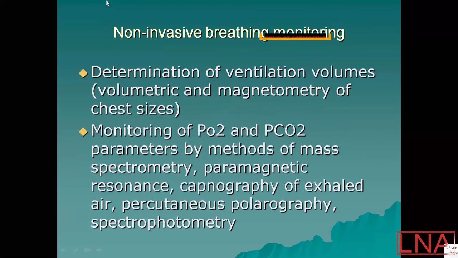Determination of ventilation volumes, spirometry, and measurement of chest size. Monitoring of oxygen and other parameters by methods of mass spectrometry, paramagnetic resonance, capnography of exhaled air, transcutaneous polarography, spectrophotometry.